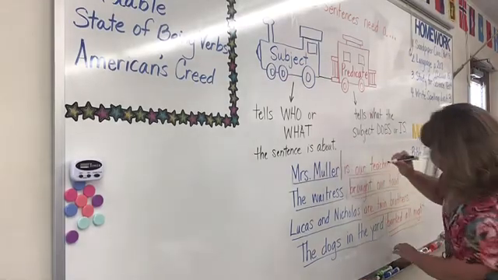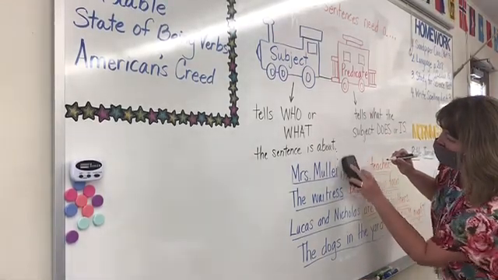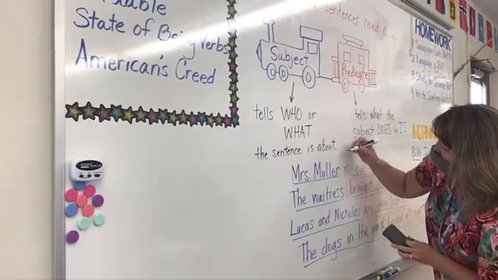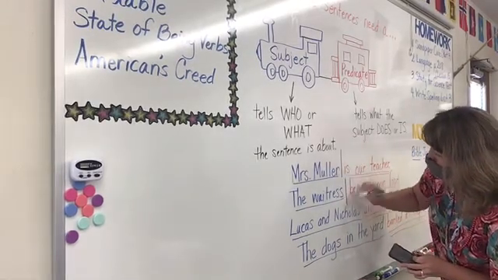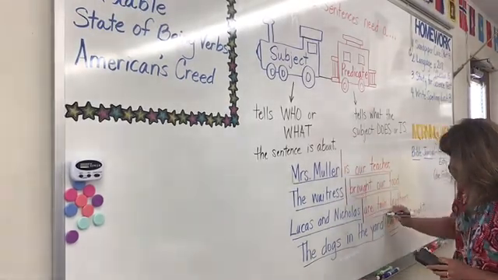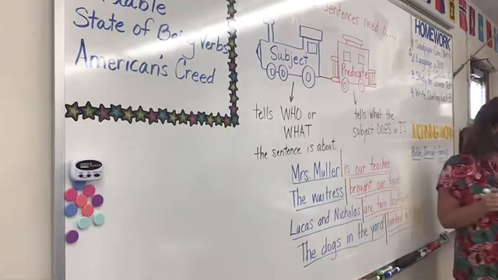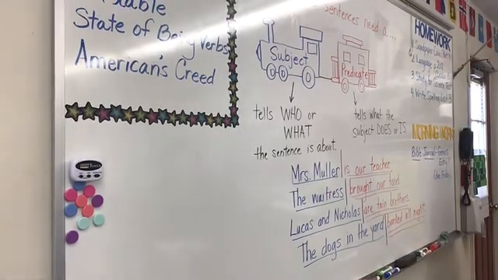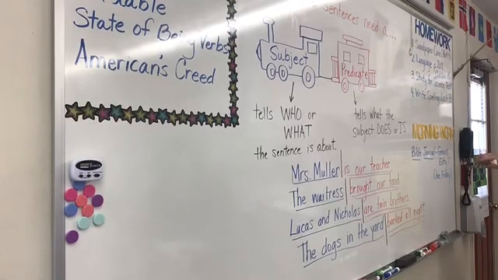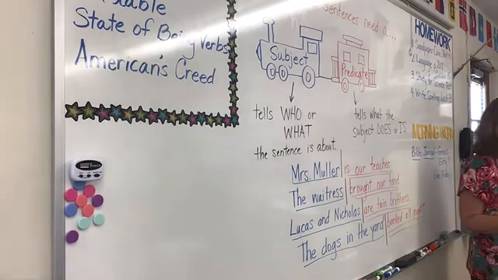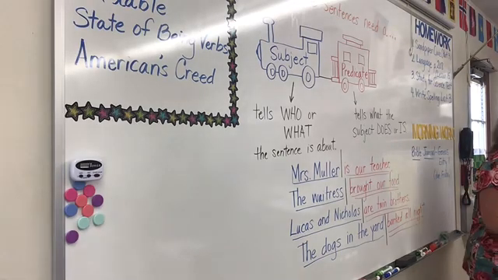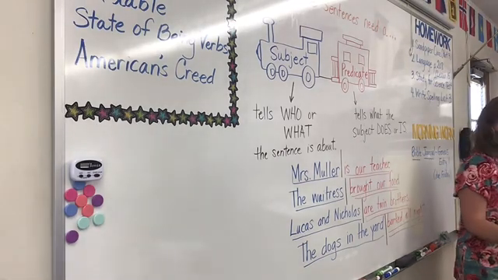You know how we divide our spelling words into syllables? Same thing. We're going to divide our sentences into their subject and predicate. And then we're going to underline the subject 1 time and underline the predicate 2 times. So, for number 1, who would like to read that sentence and then tell us how to label it? Alex.